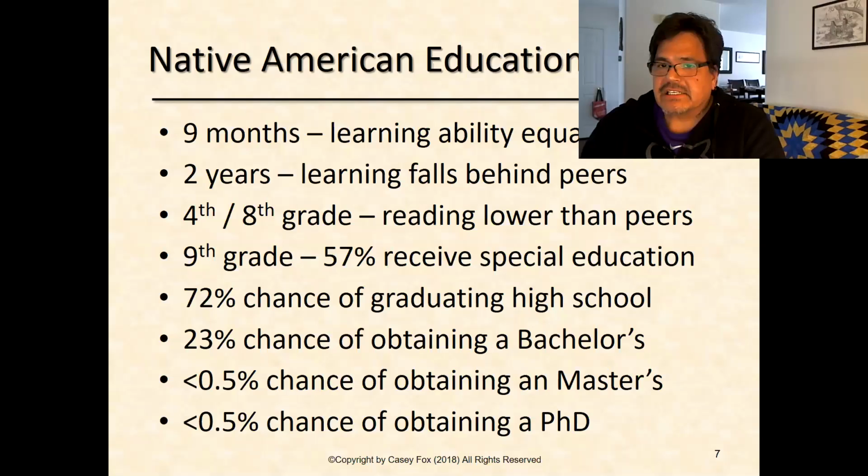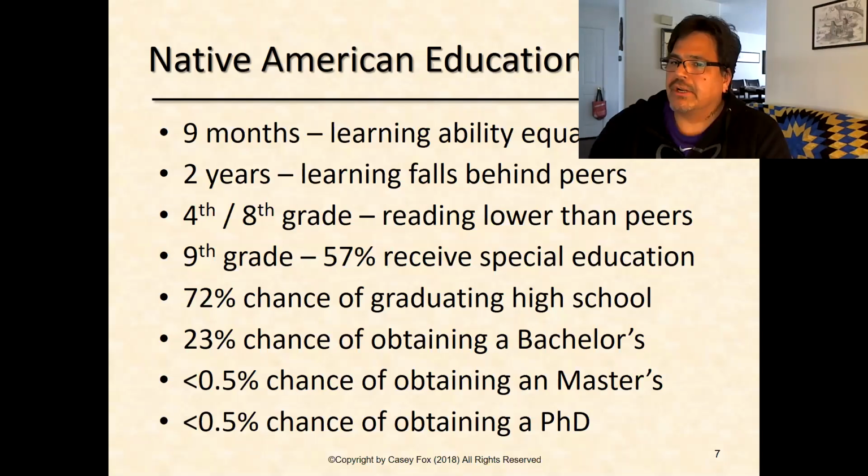Now, to get into my study, these are the factors that drove me to do, personally, what I've done in my educational career, plus some of the concerns that I had going into my research. At 9 months, our learning ability equals our peers. Fast forward to 2 years, our learning starts to fall behind. By 4th and 8th grade, our reading scores are lower than the peers that we go to the same classes and read the same books with.